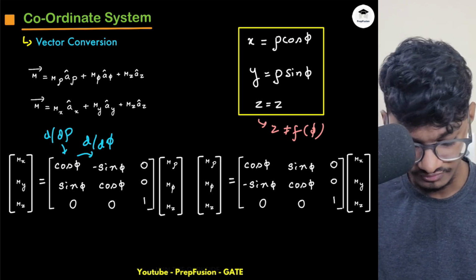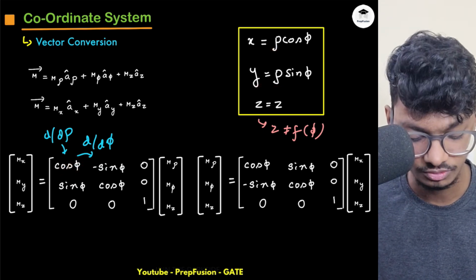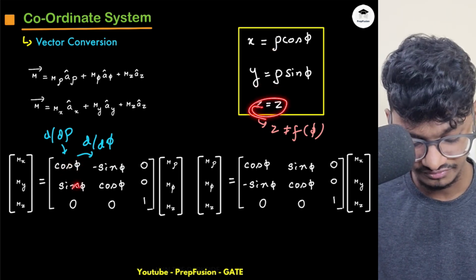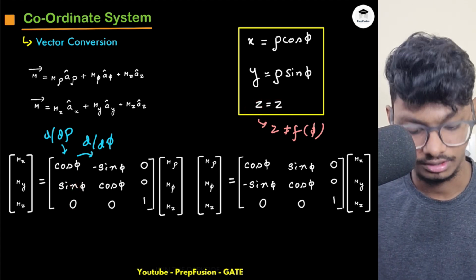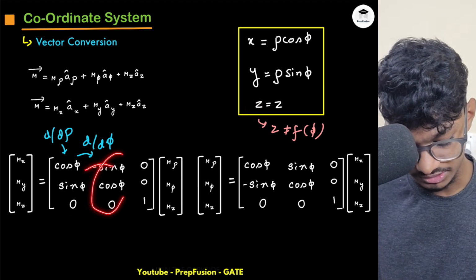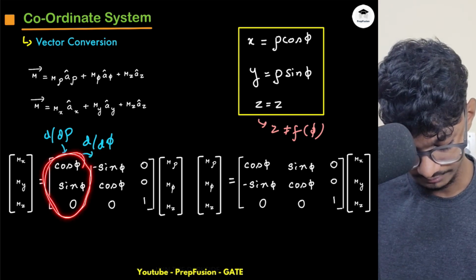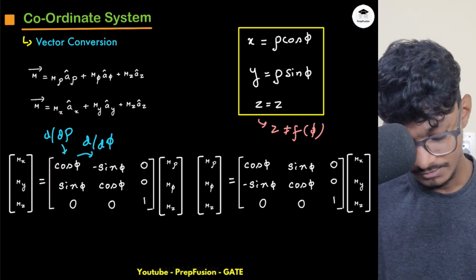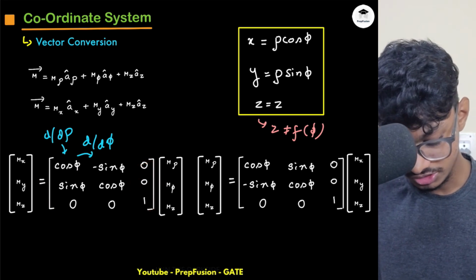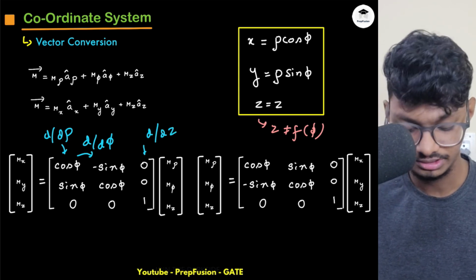If you observe carefully, if I partially differentiate with respect to rho, I will get cos phi. If I partially differentiate with respect to rho, I will get sin phi. And if I partially differentiate Z with respect to rho, I will get 0. And in this, I am simply partially differentiating with respect to phi. Particularly this thing. And here, I am partially differentiating with respect to Z.